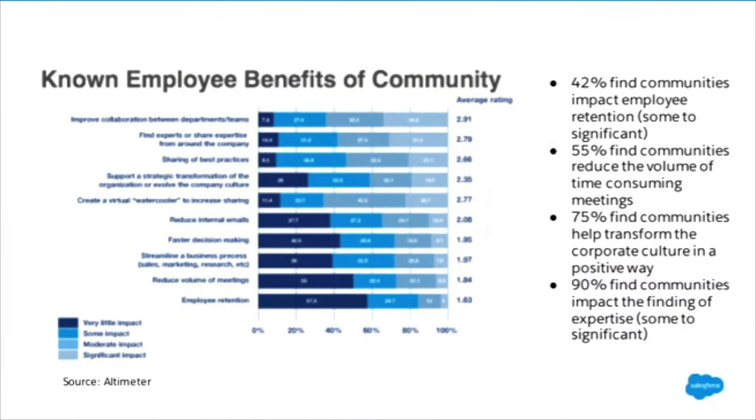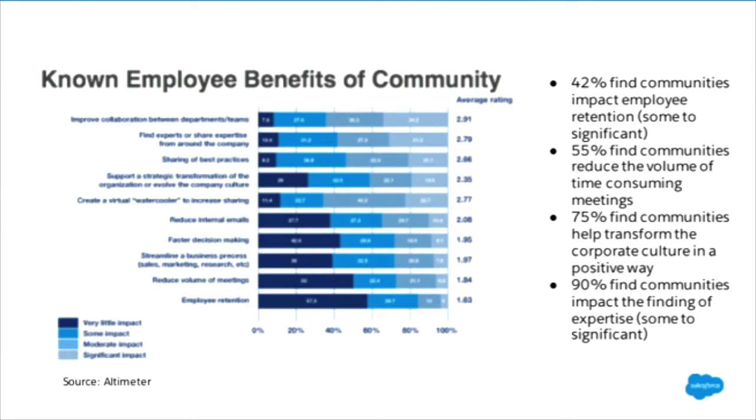So that's a kind of an overview. That's not by any means all of the good use cases for enterprise social networks, but those are the ones that tend to have the most impact on employee engagement in my experience. And so let's look briefly at the known employee benefits of community. I mentioned Altimeter, and this is some of their excellent data showing the various benefits. 42% of respondents find communities impact employee retention, some to significant degree.